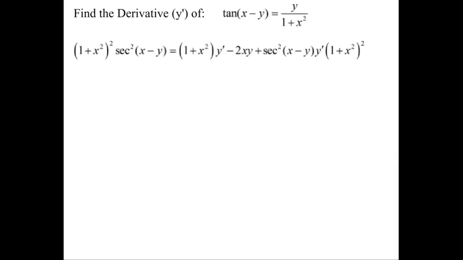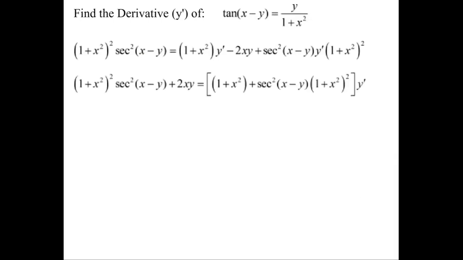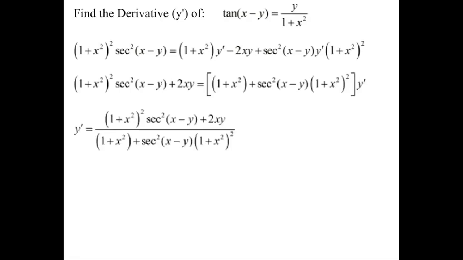And here, finally, we are able to factor out the y prime. And solving for y prime, we have that the final derivative is equal to the quantity 1 plus x squared raised to the power of 2 times secant squared of x minus y plus 2xy over the quantity 1 plus x squared plus secant squared of x minus y times the quantity of 1 plus x squared raised to the power of 2. So for the most part, you will probably find the derivative of easier functions. These examples show just how complicated these derivatives can be. All right, so armed with the technique of implicit differentiation, we will learn how to find the derivative of inverse trigonometric functions in our next video.